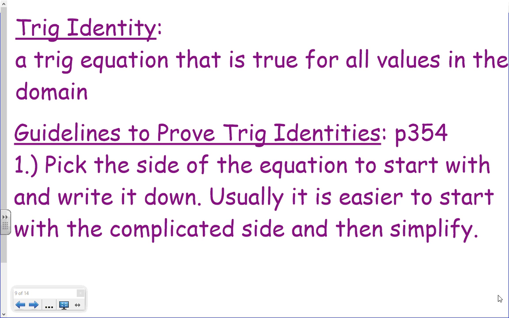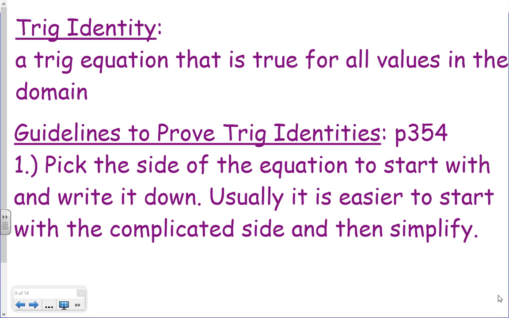It says you're going to have to pick the side of the equation to start with and write it down. So unlike the trig transformation, where they said start with this and end with that, they gave you the start and the end. Now they're just going to give you those two parts, and you have to figure out which one should I start with and which one should I end up with.